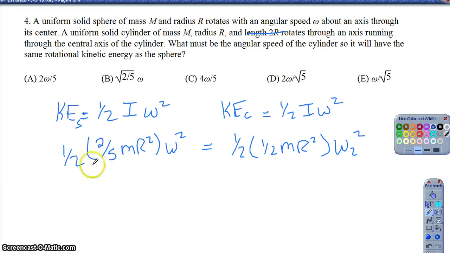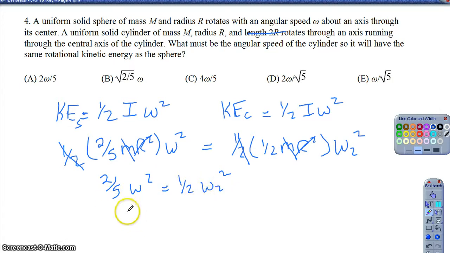So if I start looking at this, there's a lot of stuff I can cancel out, right? The 1/2s I can get rid of. They both have the same mass, so I can get rid of that. They both have r squared with the same radius, so I can get rid of that. So this does simplify pretty nicely. I get 2/5 omega squared equals 1/2 omega 2 squared. So then obviously if I'm solving for the second velocity in terms of the first one, I'd multiply both sides by 2, so I get 4/5 omega squared equals my second one, right?